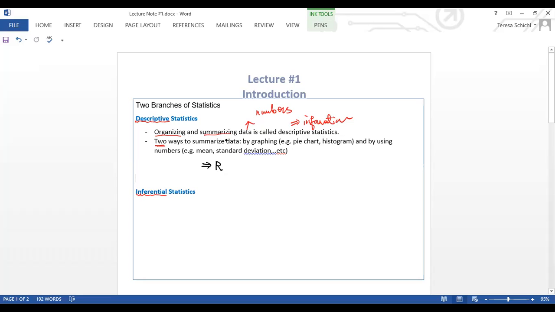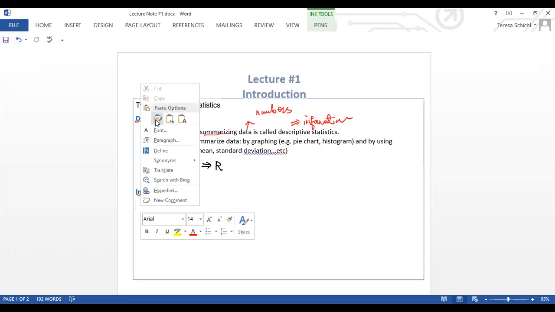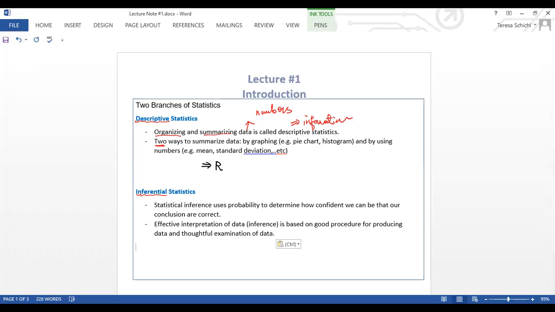Then the next branch is what we call inferential statistics. So what is inferential statistics? Let's take a look at it here. So here is what we do.